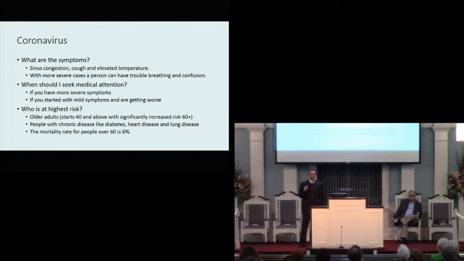So who is at the highest risk of developing complications from this? Adults, specifically adults over the age of 40, and really your greatest risk increase is going to be people over the age of 60. People with chronic diseases like diabetes, heart disease, and lung disease. For the population 60 and above, the mortality rate is 6%, and that increases significantly with each decade. So when you look at people 70 above, 80 and above, your mortality rate increases significantly.